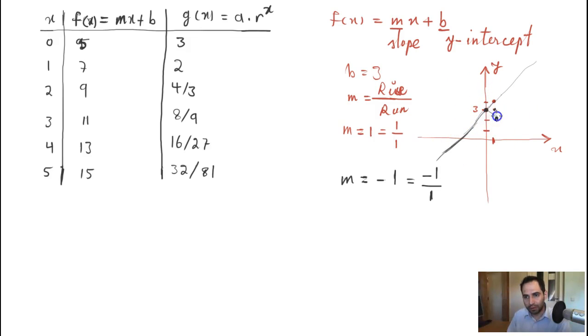And this becomes your function. It's supposed to be a straight line. So you can see that here your slope is negative, and here your slope is positive.